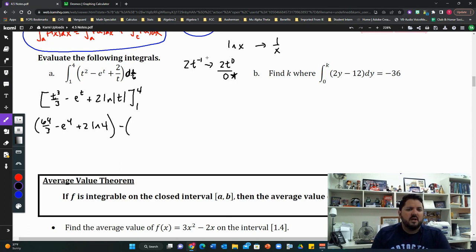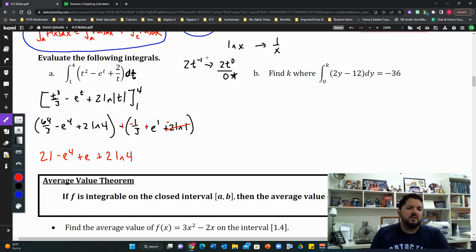And then minus, plugging 1 in, we would get 1/3 minus e to the 1st, and then plus 2 natural logs of 1. So if I clean this up, let's distribute this negative. 64 thirds minus 1/3 would be 63 thirds, or 21. Then I've got a minus e to the 4th plus e. But for these natural logs, natural log of 1, if you remember, is actually just 0, so that guy disappears. So we just have plus 2 natural logs of 4.